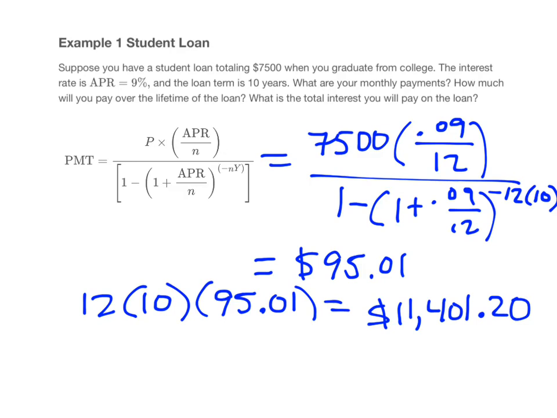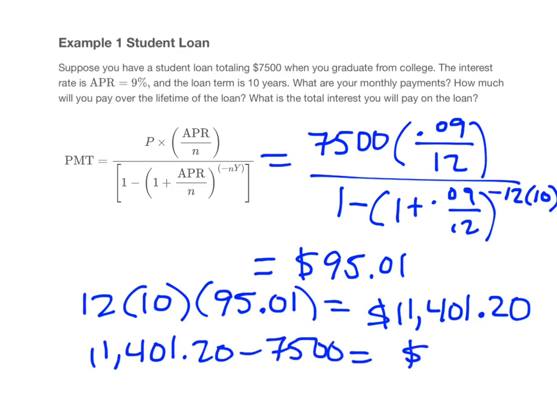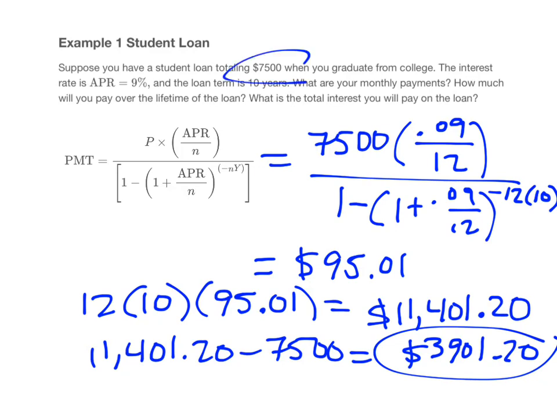So if we just take that number and subtract the principal, then that would tell us how much of that is interest. And that turns out to be $3,901.20. All right, so that's all in interest. So you could actually say that the true cost here is not really $7,500. The true cost is closer to $11,500.